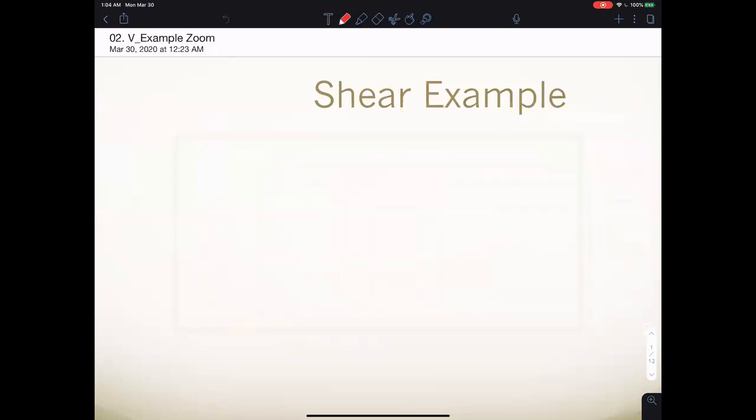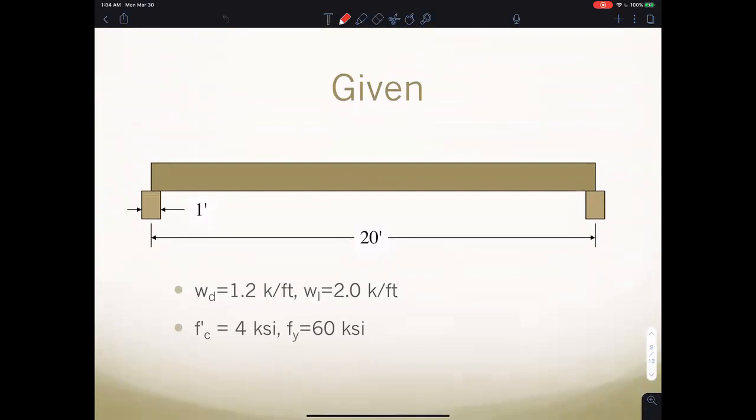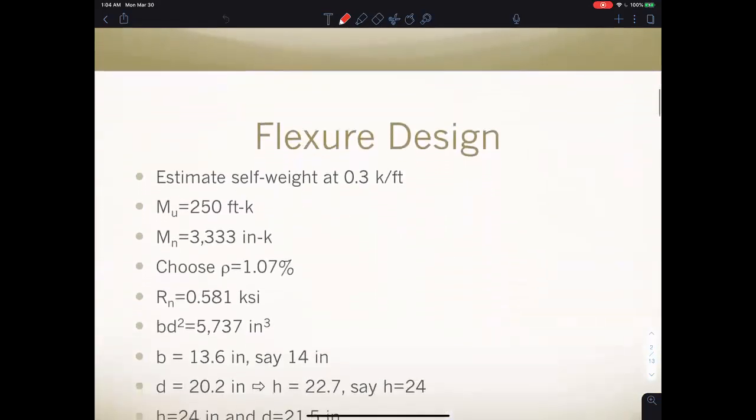This is our first shear example. For those of you in my class, this will be very similar to what's going to happen on your project. We're given a 20-foot center-to-center beam with support widths of 1 foot, 1.2 kip per foot dead, live 2 kips per foot, and we're using 4 KSI concrete and 60 KSI steel.